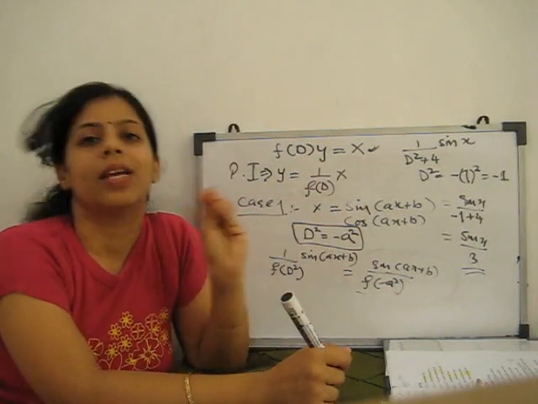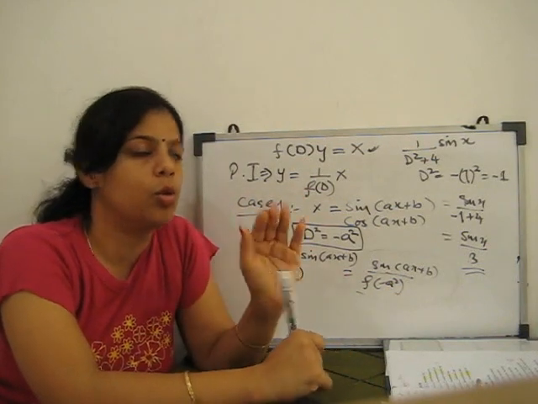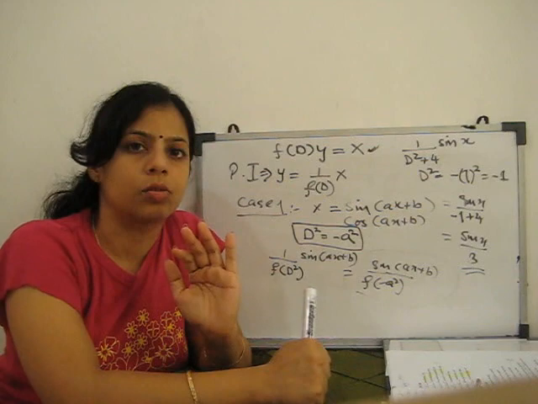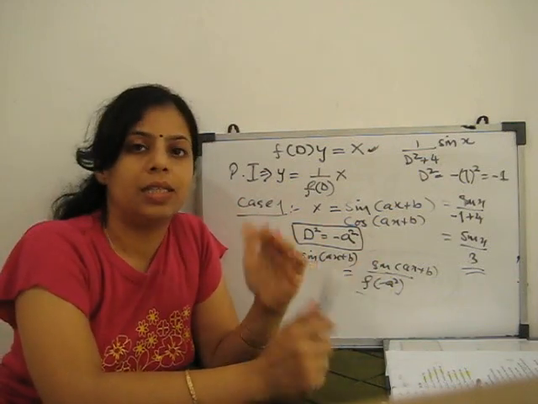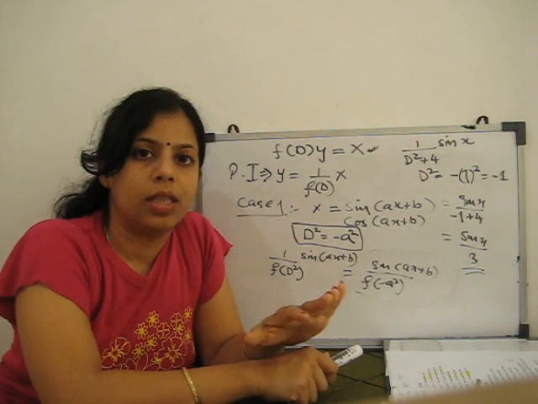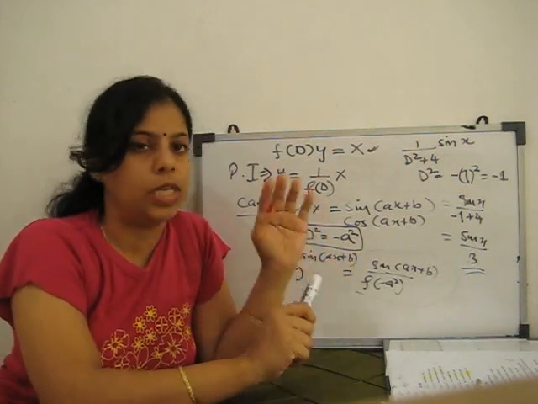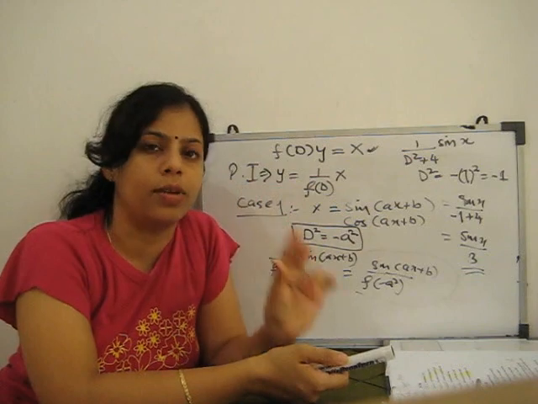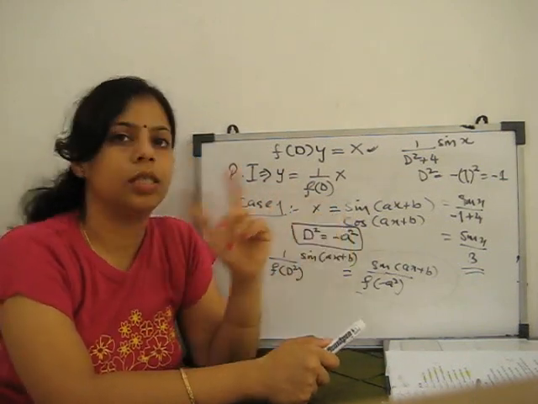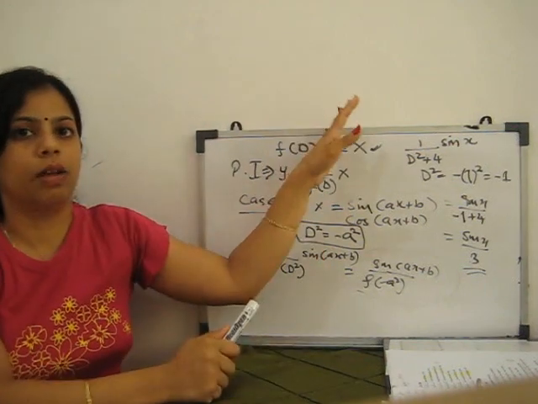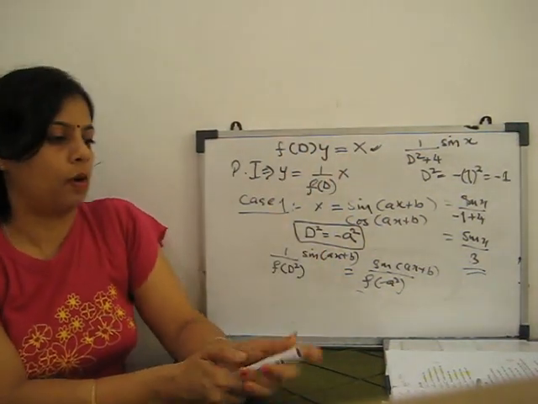Clear? This is a very simple example, so you can go through how to replace D square with it. I saw many students replace D with a or D square with a square. No, D square is replaced with minus of a square. The minus sign should be there, and D cannot be replaced. D equal to a is replaced in case 1, where the function is in exponential form.